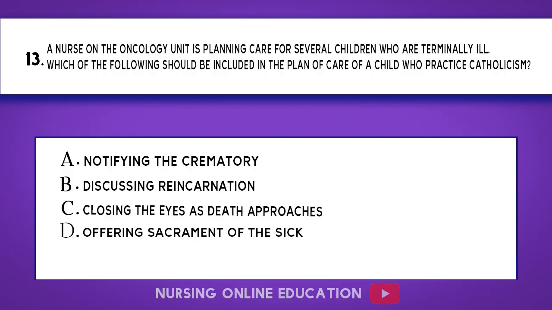13. A nurse on the oncology unit is planning care for several children who are terminally ill. Which of the following should be included in the plan of care of a child who practiced Catholicism? A. Notifying the crematory. B. Discussing reincarnation. C. Closing the eyes as death approaches. D. Offering sacrament of the sick. The answer is option D. Offering sacrament of the sick.